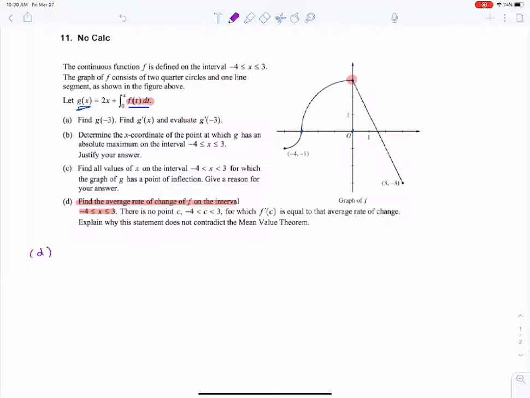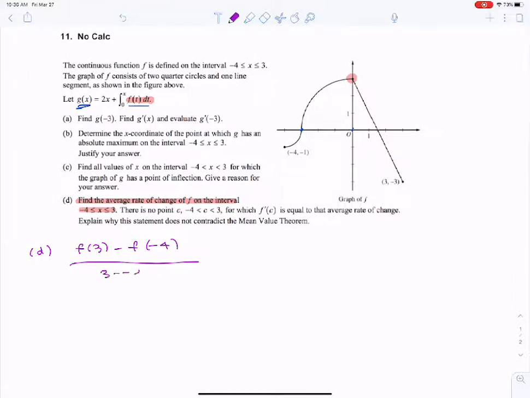So I think you guys would agree the average rate of change for f going from -4 to 3 is going to be f of 3 minus f of -4 over 3 minus -4, right? We're just going to find the slope of the line from here to here. And that is going to be equal to -3 plus 1 over 3 plus 4, or -2/7. Okay, step 1, done. I found the average rate of change.